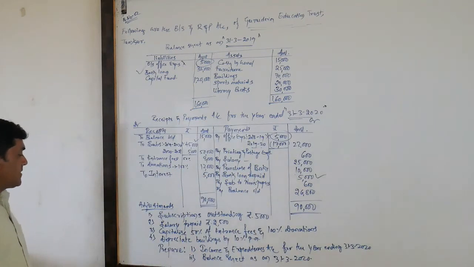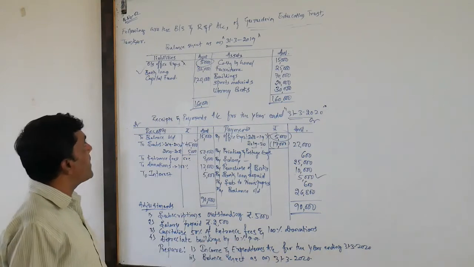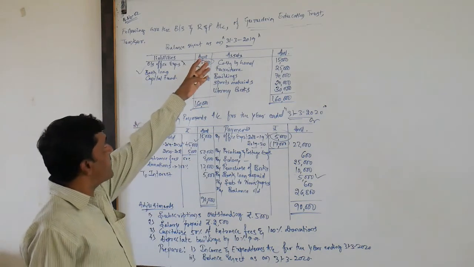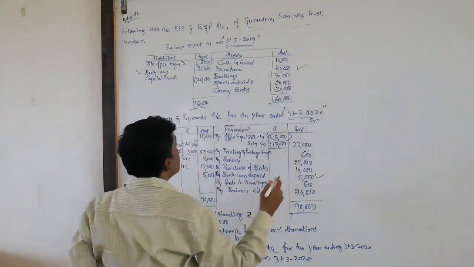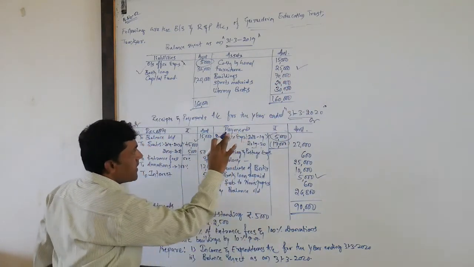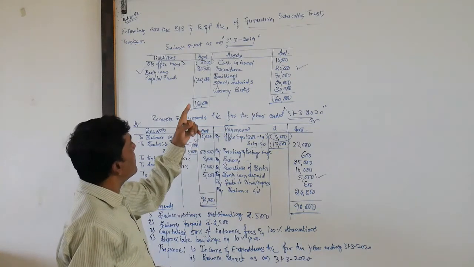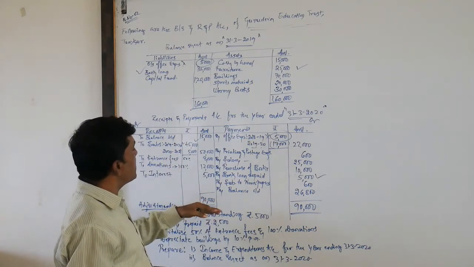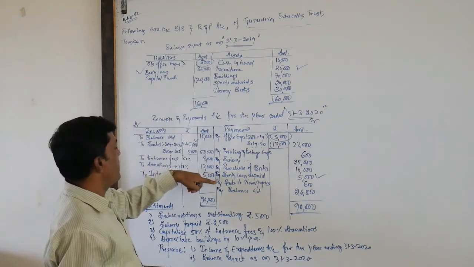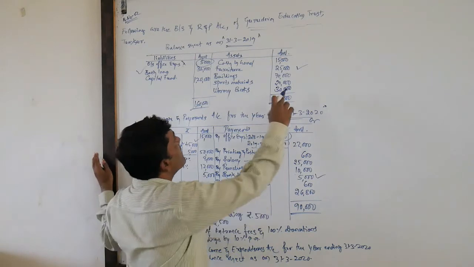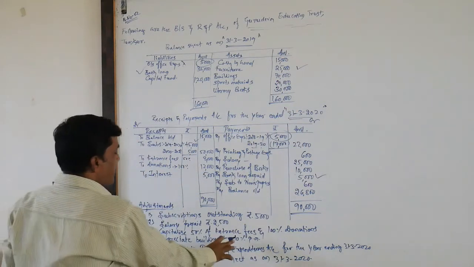So dear students, the fourth adjustment, depreciate buildings by 10% per annum. We need to concentrate on the asset side of the previous year balance sheet. Furniture rupees 25,000. After that, we need to concentrate on the payment side. Whatever we have purchased further, the furniture, if it is there, we need to add to this amount. So observe here, no furniture. So directly we have to deduct the depreciation 10%.